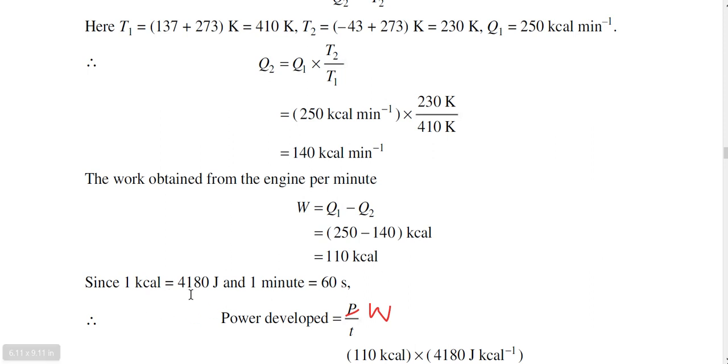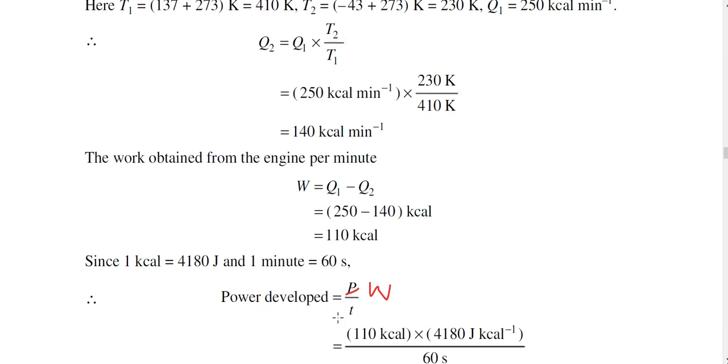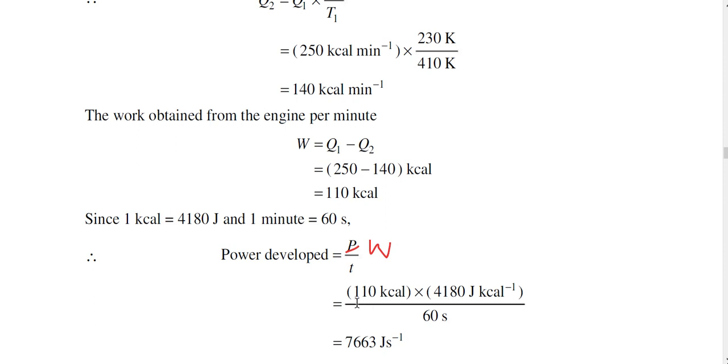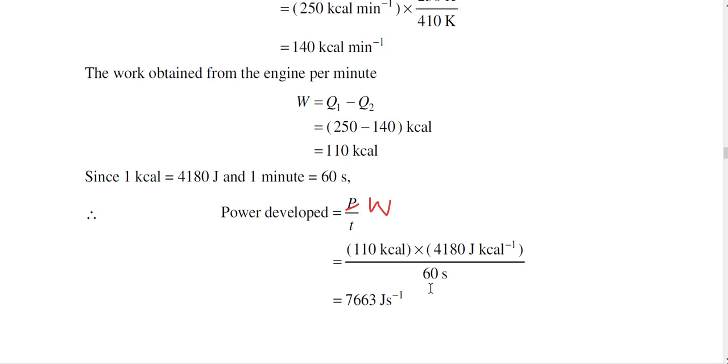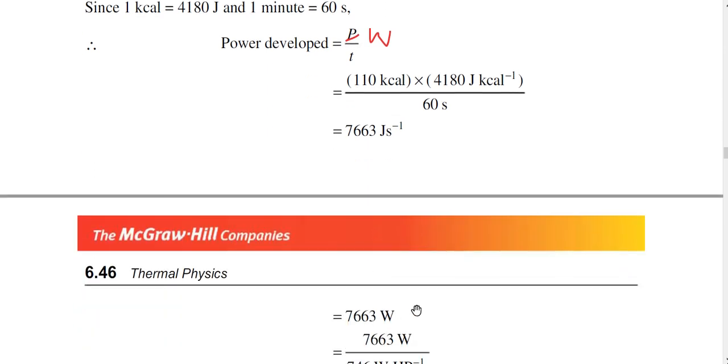Now, 1 kilocalorie is equal to 4180 joule. If we convert to the joule unit, then this will be 4180 joule, and 1 minute is equal to 60 seconds. Now, power developed, we know that power is equal to W by t, that is work by time. Now, what is the value of the work? The value of the work is 110 kilocalorie. That means if we convert to the joule unit, then 110 into 4180 divided by time. Time is 1 minute, that is 60 seconds. So, the unit of the power will be 7663 joule per second. Now, this is basically watt, 7663 watt.